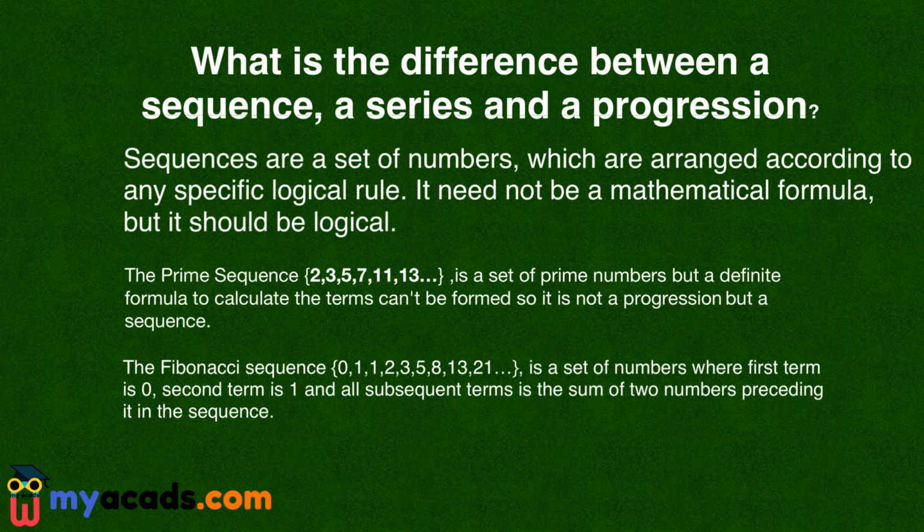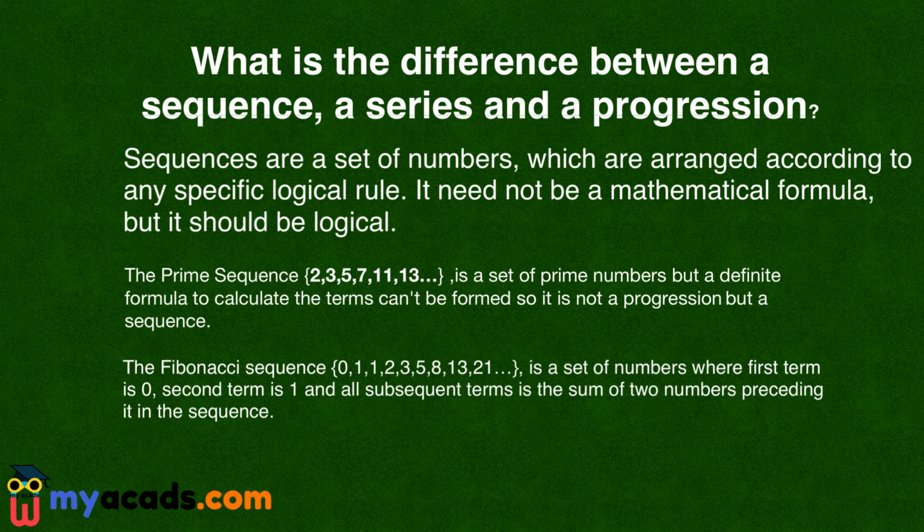For example, my prime sequence. My prime sequence is 2, 3, 5, 7, 11, 13. Now, my prime sequence is a set of prime numbers. But in this case, I do not have a formula for what my nth term will be. But I can find out what my next number is. So this is an example of a sequence.